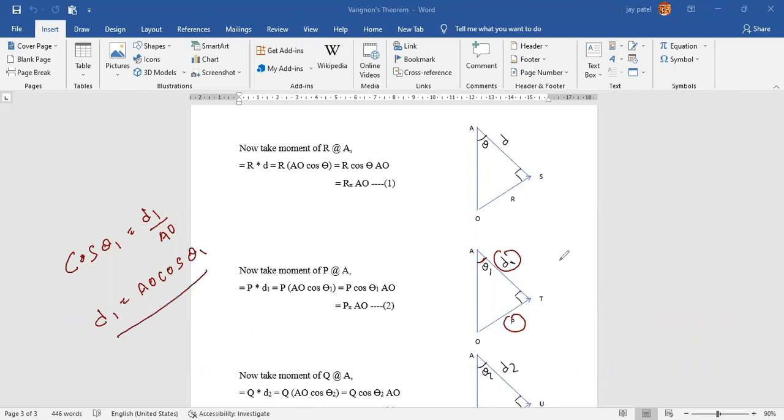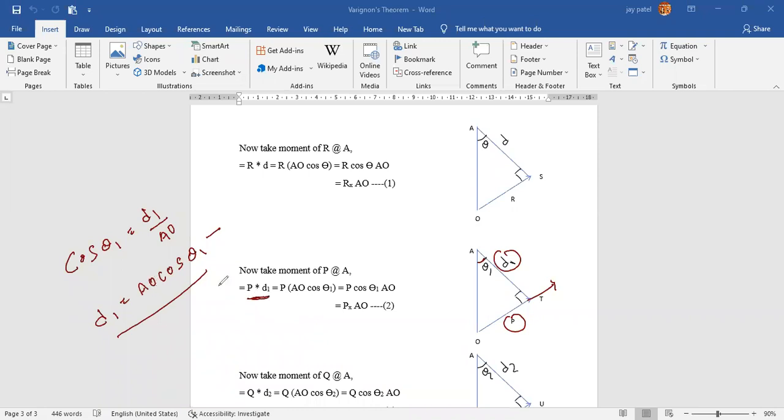Yes or no? Cos theta1 equals d1 denominator AO. So we will get d1 equals AO cos theta1. Now take the moment of this P force about point A. You will get P into d1. I hope it is clear.